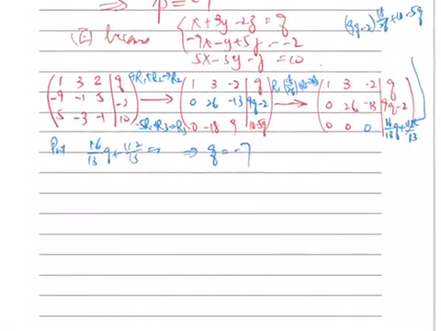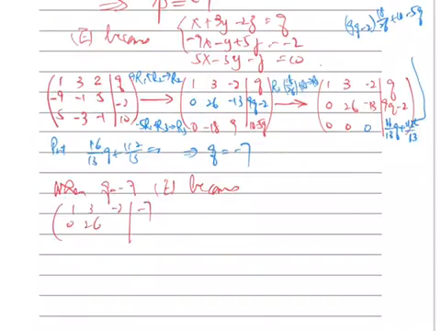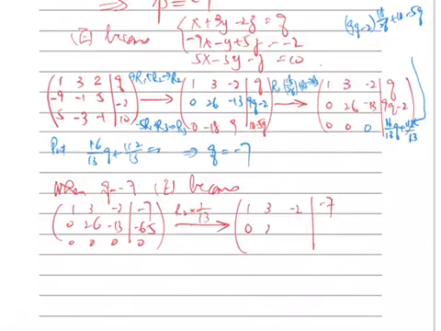Now when q is minus 7, E becomes 1, 3, minus 2, minus 7; 0, 26, minus 13, minus 65; 0, 0, 0. Okay, so we can further simplify into something like this. Divide row 2 by 1 over 13.